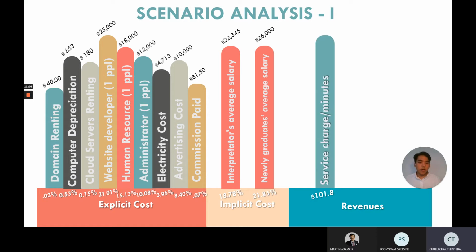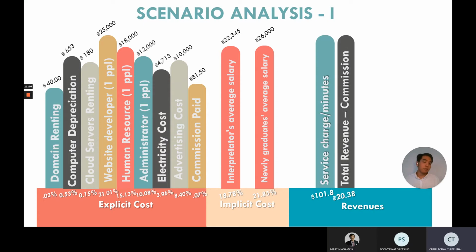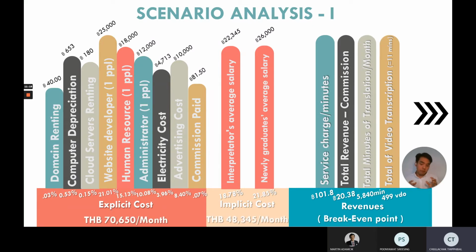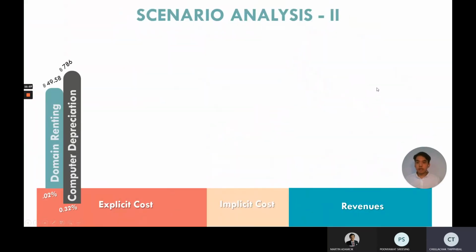So in terms of revenue, as I said, I will price my service at 101.8 baht, with the total revenue I get after deducting the commission of 20.38 baht. So to cover all of my costs, both explicit cost and implicit cost, I have to do at least 5,840 minutes of transcription per month. So let's move on to the second case of the scenario analysis.